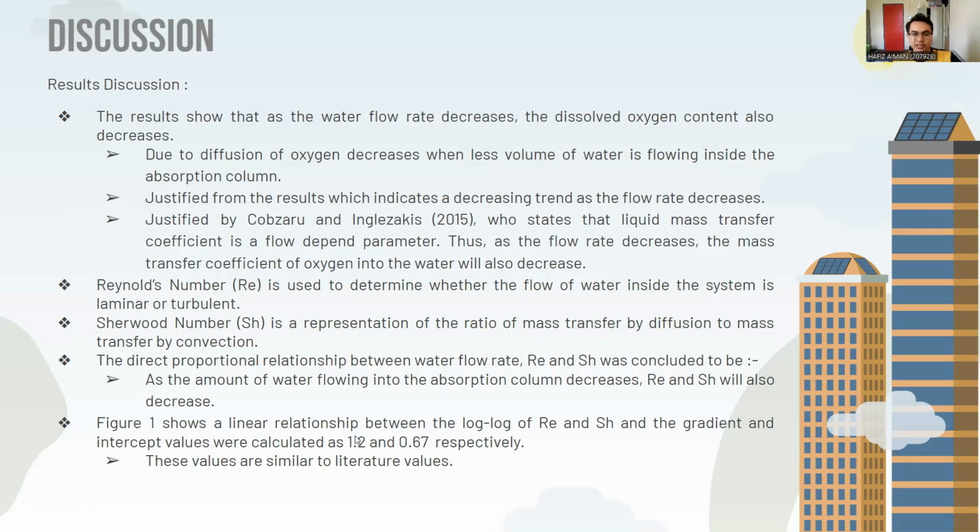Figure 1 shows the linear relationship between the log of Reynolds number and Sherwood number, and the gradient and intercept value were calculated as 1.2 and 0.67 respectively. These values are similar to literature values.